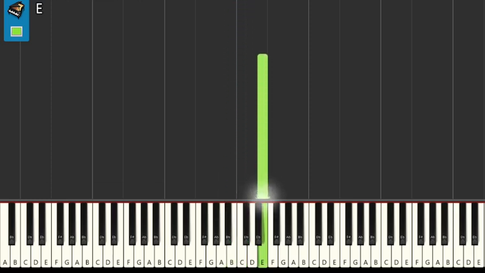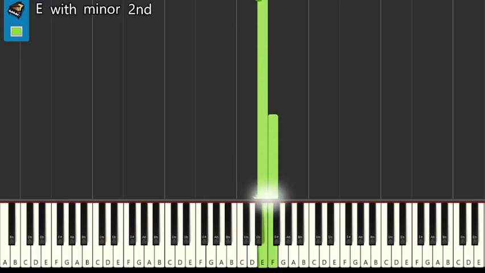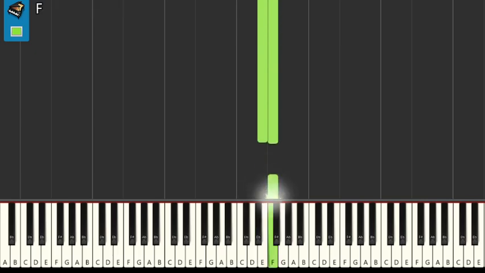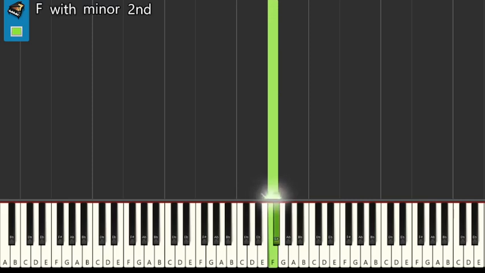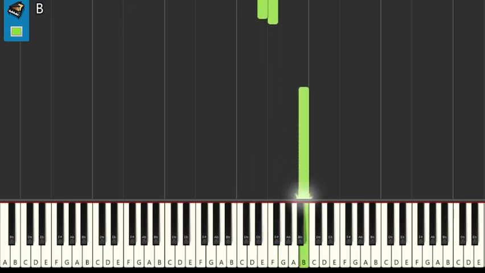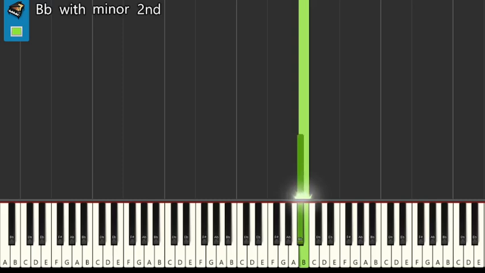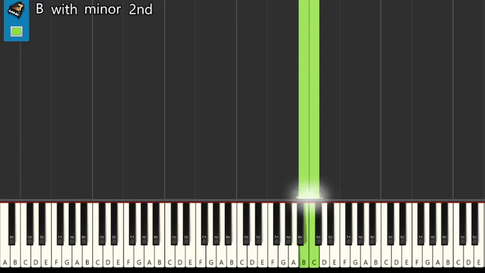E, semitone lower is E flat. E, semitone higher is E sharp, but E sharp is the same thing as F. F, semitone higher is F sharp. F, semitone lower is F flat. F flat is the same thing as E. B, semitone lower is B flat. B, semitone higher is B sharp. B sharp is the same thing as C, right?